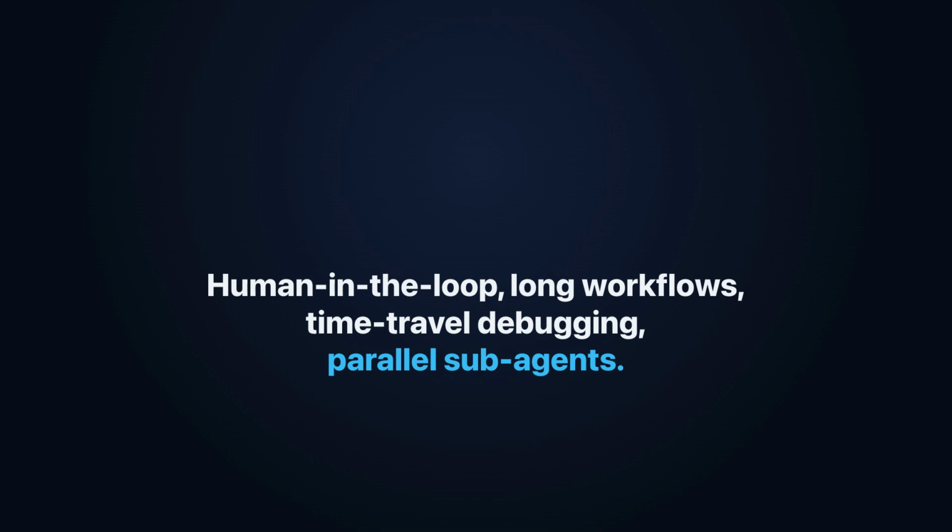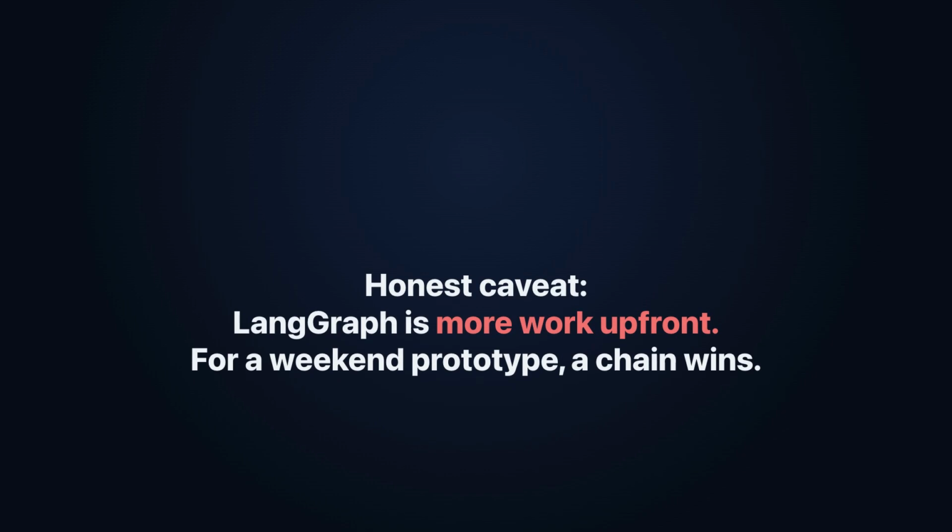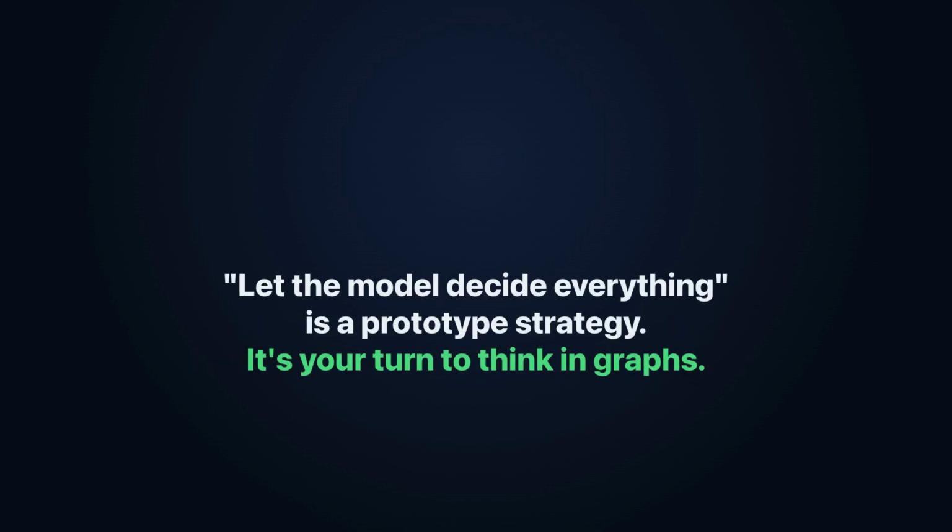So the real lesson isn't that LangChain agents are bad. It's that "let the model decide everything" is a prototype strategy, not a production architecture. The teams that migrated didn't do it for hype. They did it because their agents kept failing in ways they couldn't predict or fix. If that sounds familiar, it might be your turn to think in graphs.